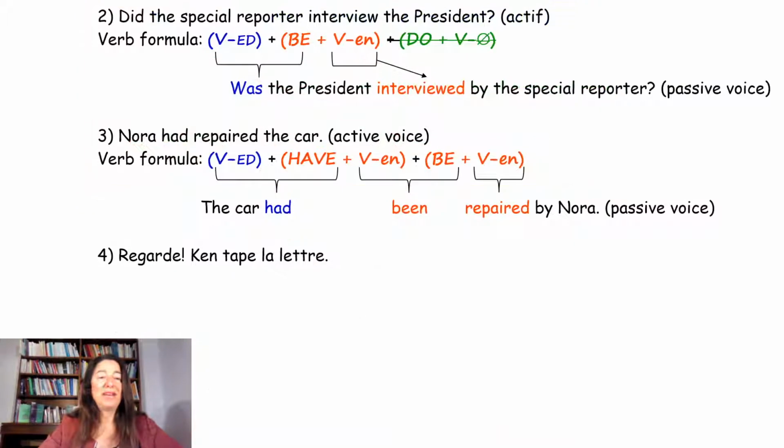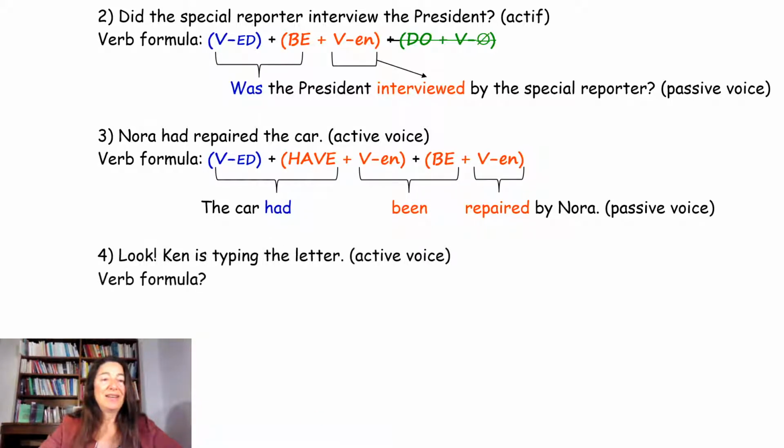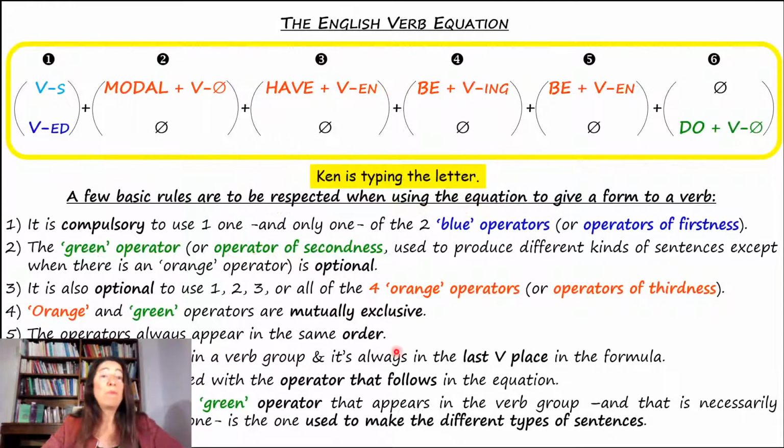Let's go on to the next one. Regarde, Ken tape la lettre. So don't forget to pause the video if I'm going too fast. The English for this sentence is: look, Ken is typing the letter. That's obviously the active voice. What's the verb formula? Let's go back to the English verb equation. Ken is typing the letter.